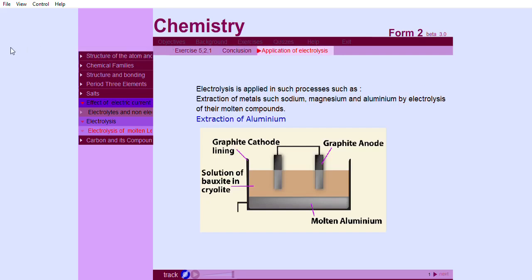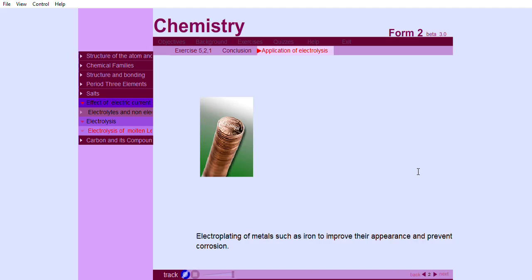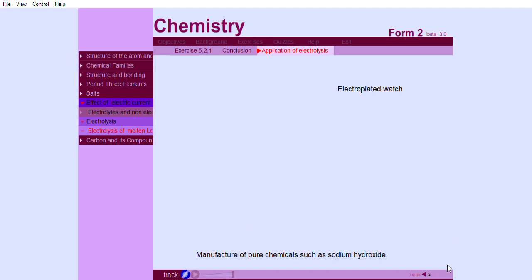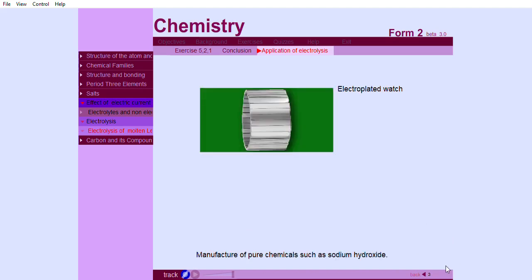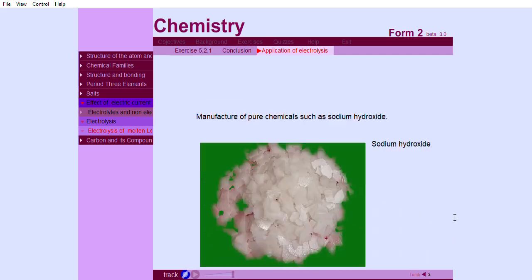Electrolysis is applied in such processes such as extraction of metals such as sodium, magnesium, and aluminium by electrolysis of their molten compounds. Purification of metals such as copper. Electroplating of metals such as iron to improve their appearance and prevent corrosion.